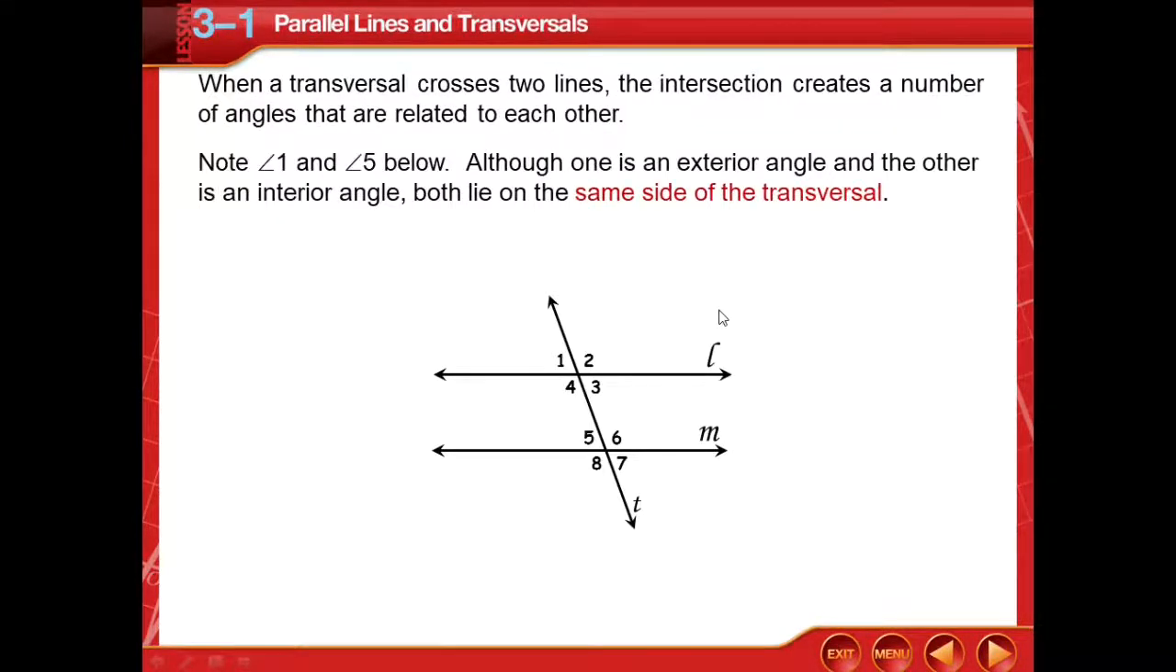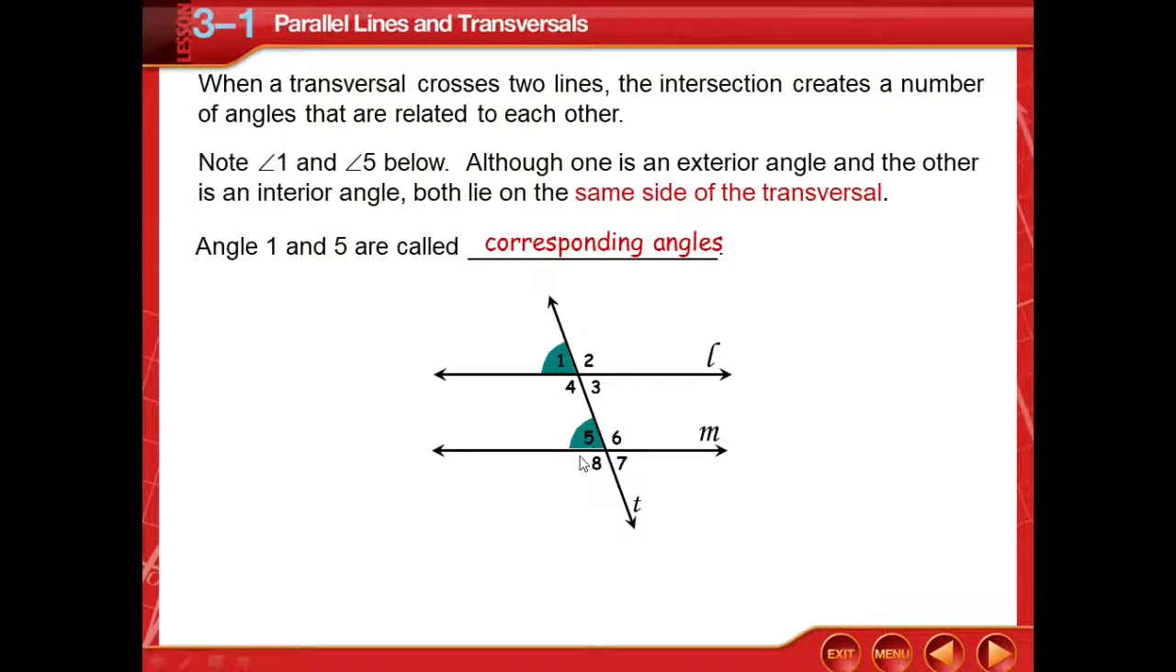When a transversal crosses two lines, the intersection creates a number of angles that are related to each other. We have already learned about interior and exterior angles on the previous slide. Note angle 1 and angle 5. Although one is an exterior angle and the other is an interior angle, both lie on the same side of the transversal. Angle 1 and angle 5 are called corresponding angles. Note that they are in the same location, the top left of each intersection. These are called corresponding angles.